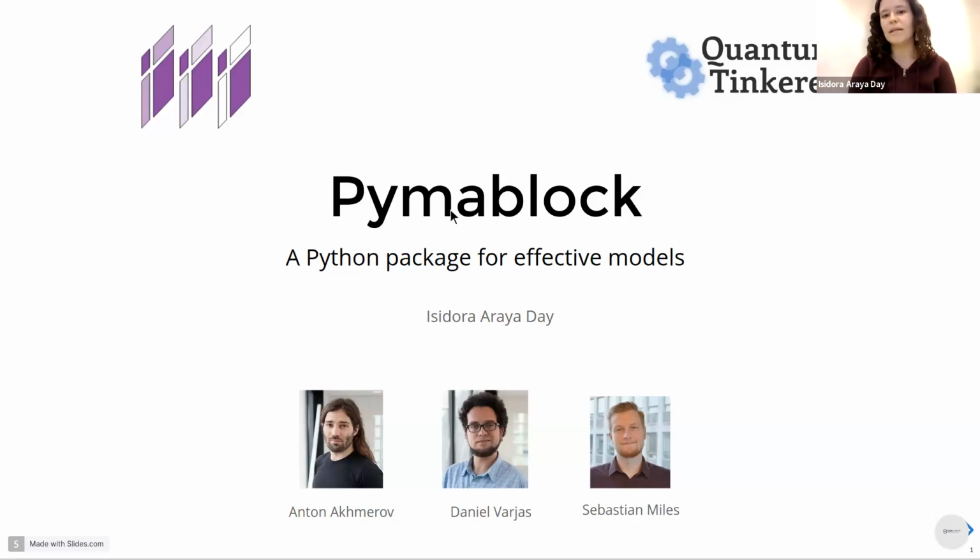So today I'll be telling you which contexts we considered for this Python package, how the algorithm works, and hopefully my computer will allow me to show you how it runs.